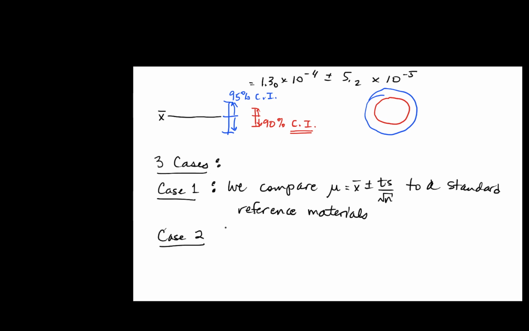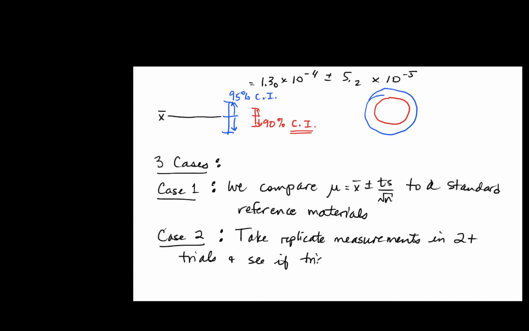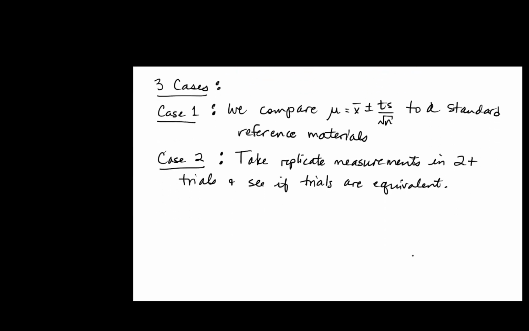So that's case 1. In case 2, we're going to take replicate measurements in 2 or more trials and see if the trials are equivalent. So case 2, I might be using the same technique 2 times, or I might be using 2 different techniques, but they're all a whole set of samples or a whole set of measurements on the same sample group.